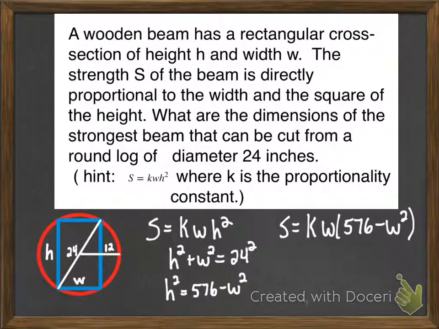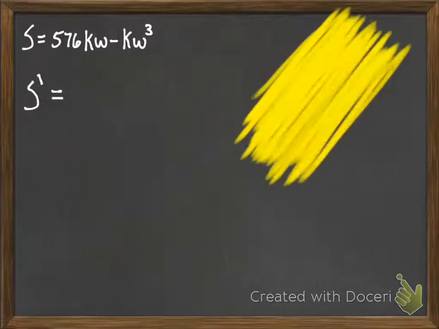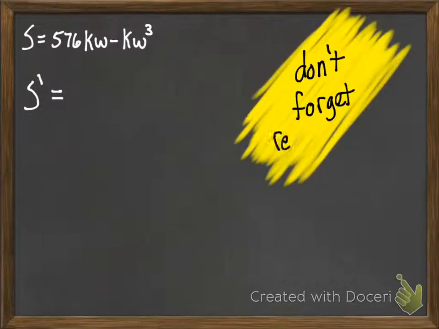So we substitute that in. We get S equals kW, and then h squared is now replaced with 576 minus w squared. And so we can simplify a little bit. And now we're just going to move over to the next page, rewriting our equation. And so now we have our equation written with one variable. So we take the, oh no we don't.